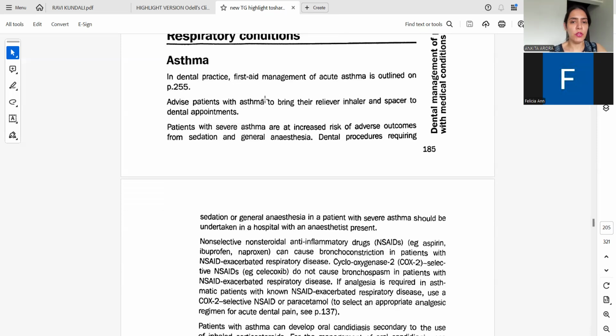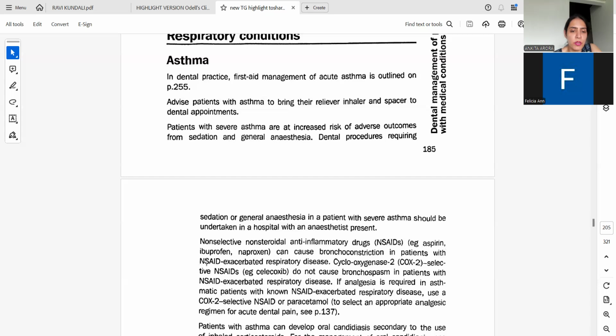Advise patients with asthma to bring their reliever, inhaler, and spacer to the dental appointments. So, if the patient is coming for the first time, you would ask them if they are carrying it with them, or otherwise, in the next appointment after history taking, you would ask them to bring it in the next scheduled appointment. Patients with severe asthma are at increased risk of adverse outcomes from sedation and general anesthesia. Dental procedures requiring sedation or GA in a patient with severe asthma should be undertaken in a hospital with an anesthetist present.